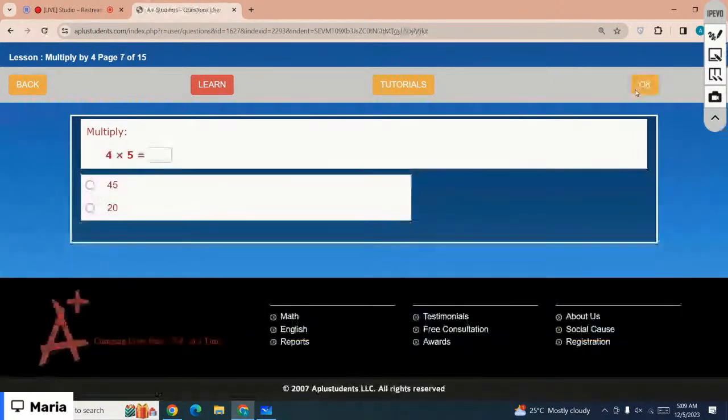Okay, the next one is 4 times 5. 4 times 5 is, which is the correct option? Yes, the correct option is 20. 4 times 5 equals 20.